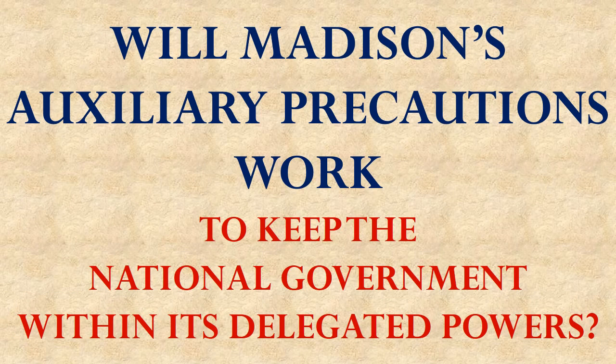At the end of the lesson, where we created this model, we then asked this question: will Madison's precautions, his auxiliary precautions, his extra precautions, work to keep the national government where it's supposed to be, keep it within its limited, enumerated, delegated powers?